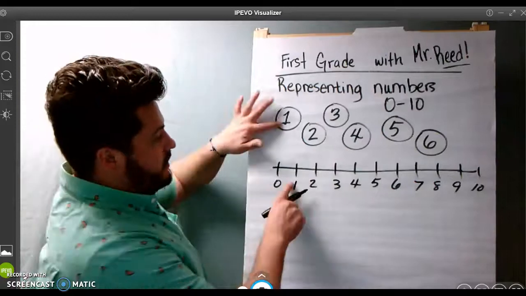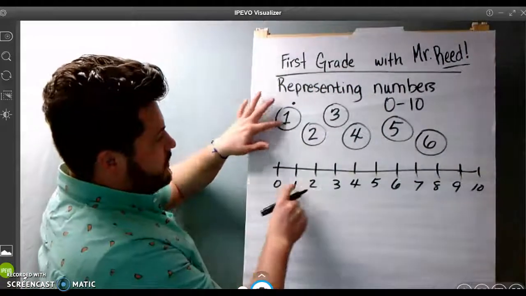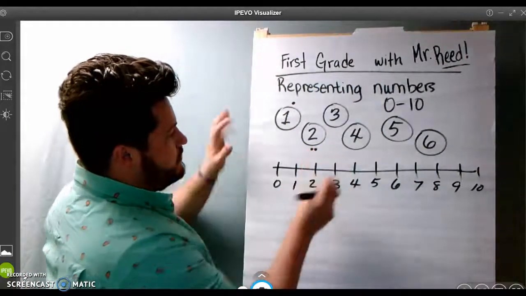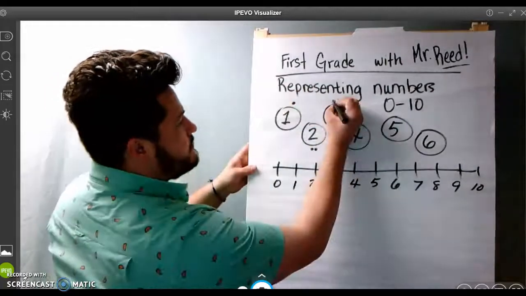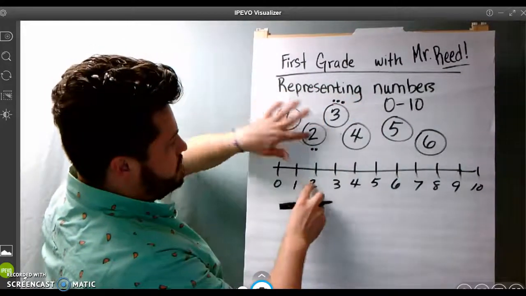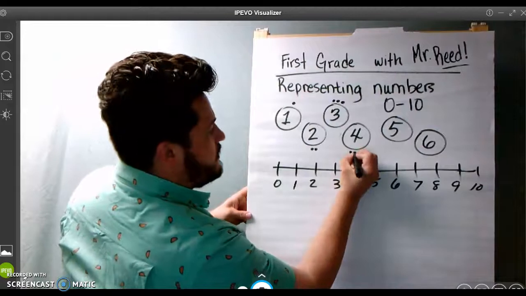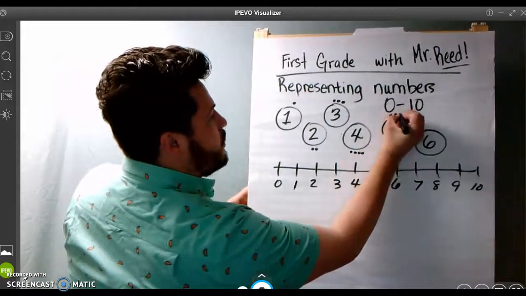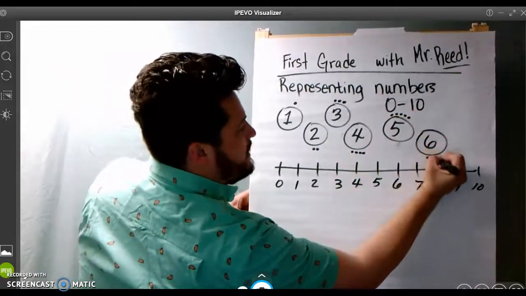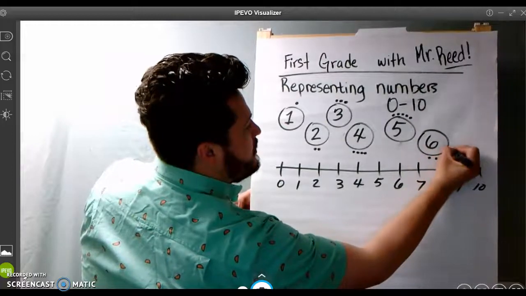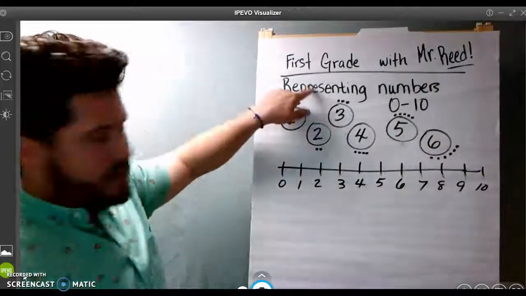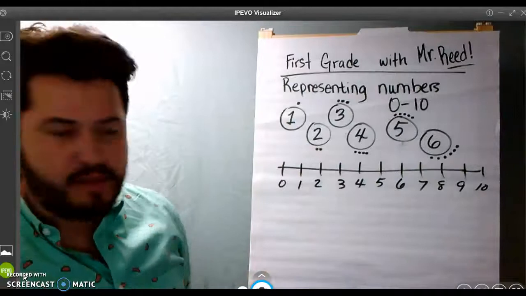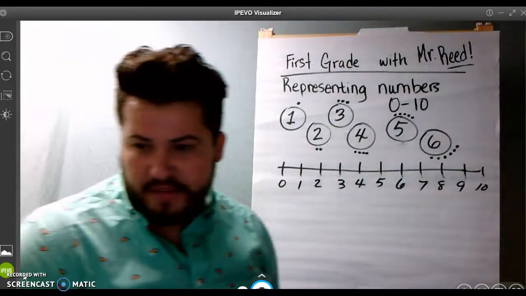0, nothing there. 1, 1, 2, 1, 2, 3, 1, 2, 3, 4, and so on. Be sure to use your number line all the way to 10, as it'll help make sure that you have the right amount when you're representing. Remember, representing, you're just going to be showing that amount of the number with a picture form. This is what we're working on this week.